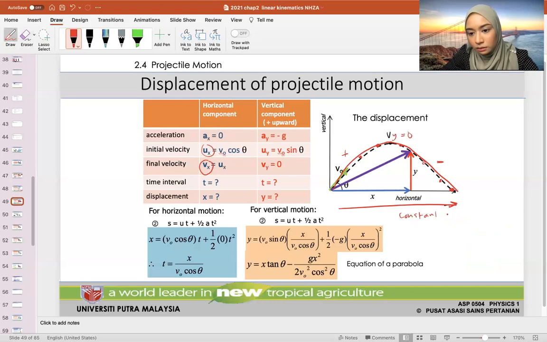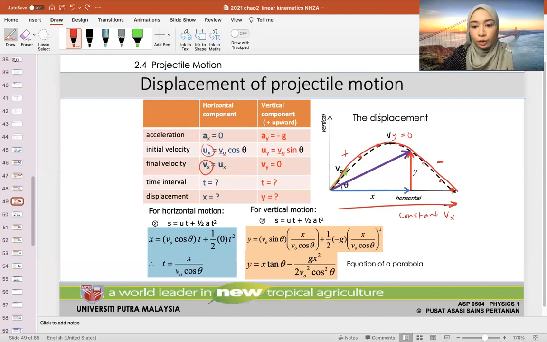Constant vx lah. Okay, vy dia berubah-ubah. Okay, what else? Okay, we have the time interval. Kita akan solve pakai linear kinematic nanti. And then displacement, we have x and y displacement.